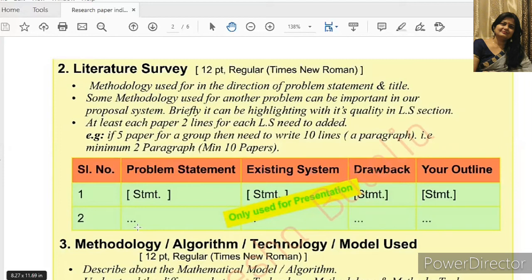If you have any doubts, you can mail me on the email ID given in the description box, or any queries, you can just write to me. Even if you have any issue identifying your problem statement or method, I'll try to help you out with some references.